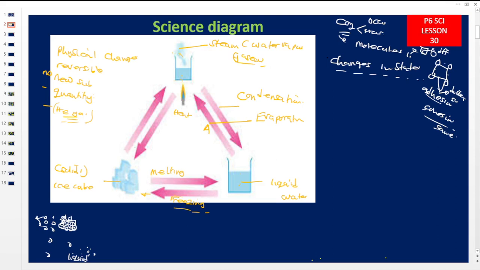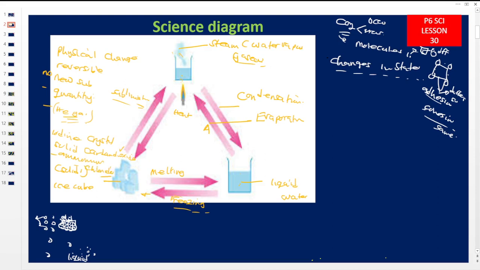Then again, we are seeing this solid can turn directly to a gaseous state, and that is what we call sublimation. The substances that can undergo sublimation are, one, iodine crystals, then solid carbon dioxide. This solid carbon dioxide, also called dry ice, is used in those mobile refrigerators of people who sell ice cream. And also there is ammonium chloride.